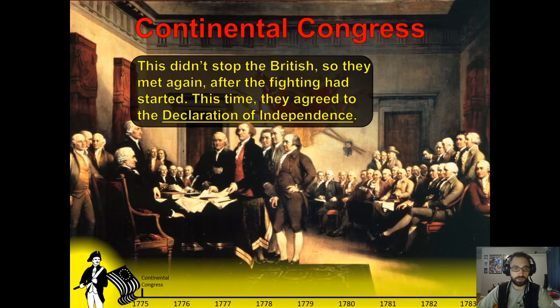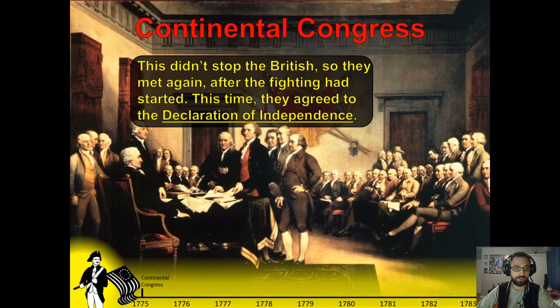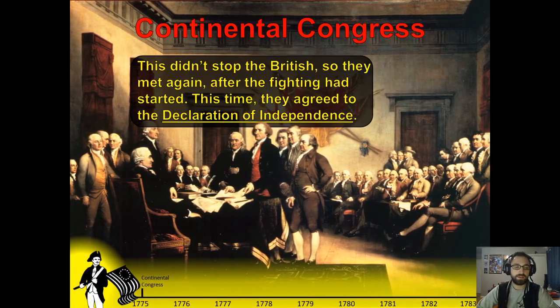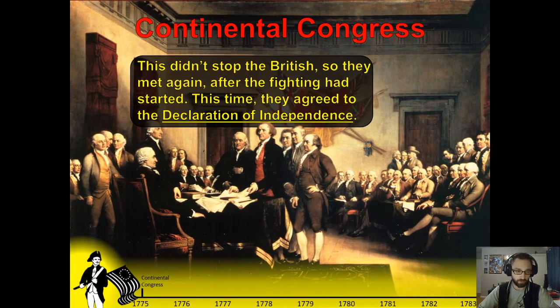And so Continental Congress meets a third time. And this is after the fighting had started. This is after the Battle of Lexington and Concord. And so this time, this is where they agree to sign the Declaration of Independence. Once again, if you need to pause at any point, feel free to do so. I'm going to move on here.